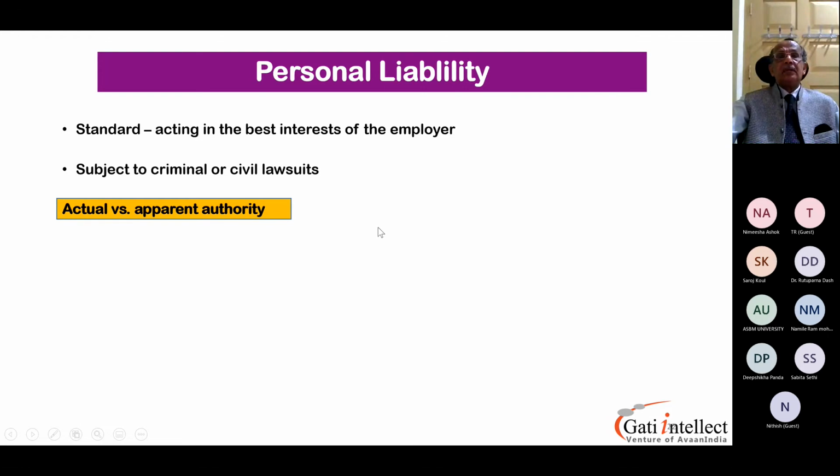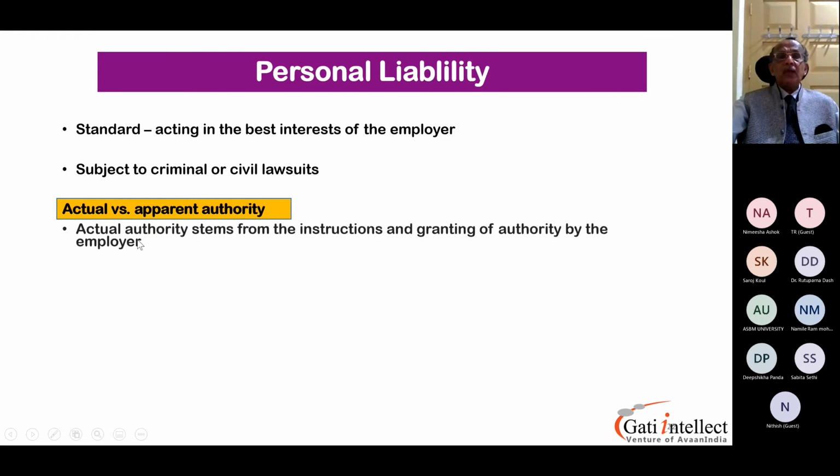Now, this is a very interesting part. Actual versus apparent authority. Actual authority stems from the instructions and granting of authority by an employer. Let's say you are the general manager or the manager of a company. The authority vested in you is based on the actual authority of the position. You are being given a certain position, and in that position there is so much authority vested in you. You cannot go beyond that. You have certain parameters. If something has to be done over and above, you have to get the permission of your senior management or of the board.